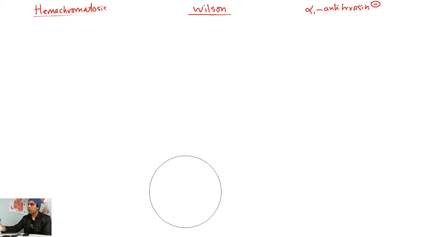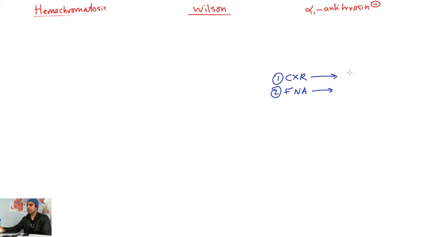Okay, antitrypsin deficiency, what test would you do first? Serum analysis. Do chest x-ray. And then maybe you should do fine needle aspiration of the liver. So chest x-ray, what would you see? Interstitial fibrosis. Emphysema. How do you see emphysema on chest x-ray? Expanded lungs. Total lung capacity will be increased.